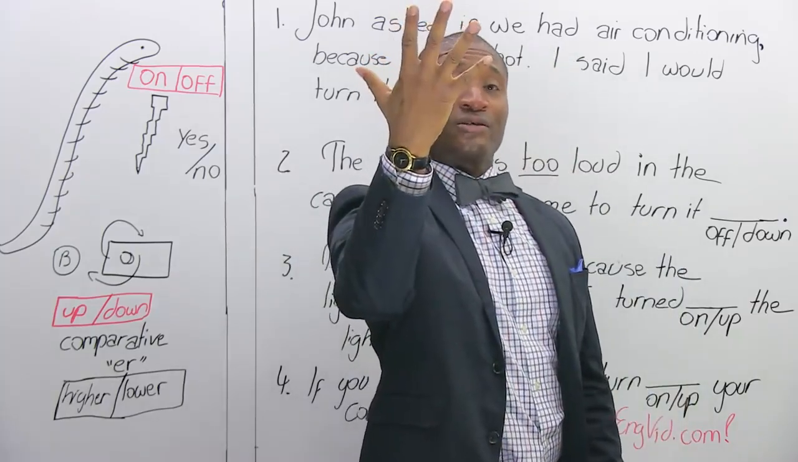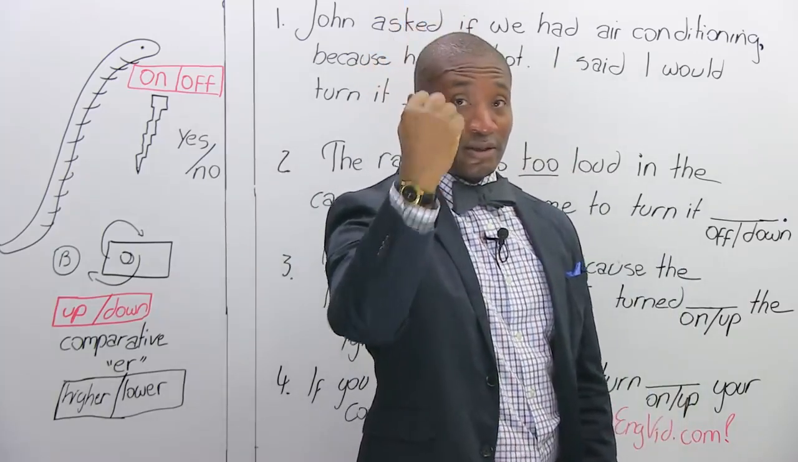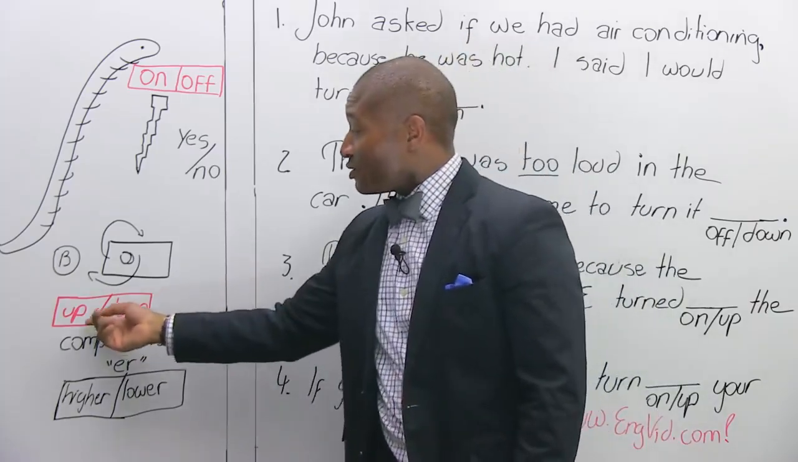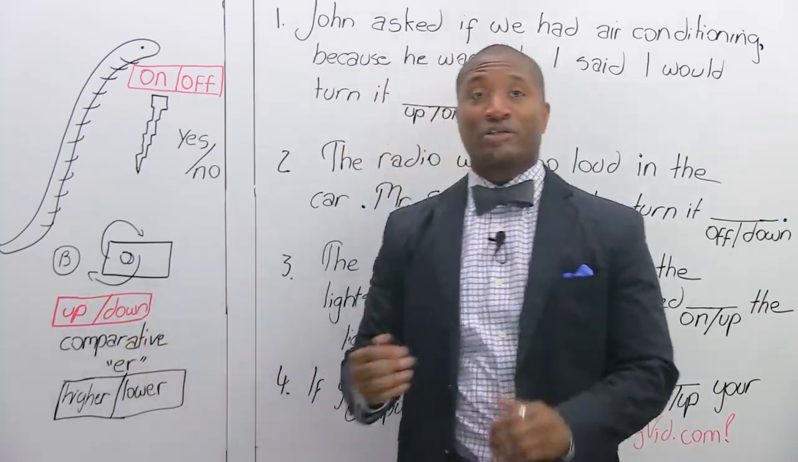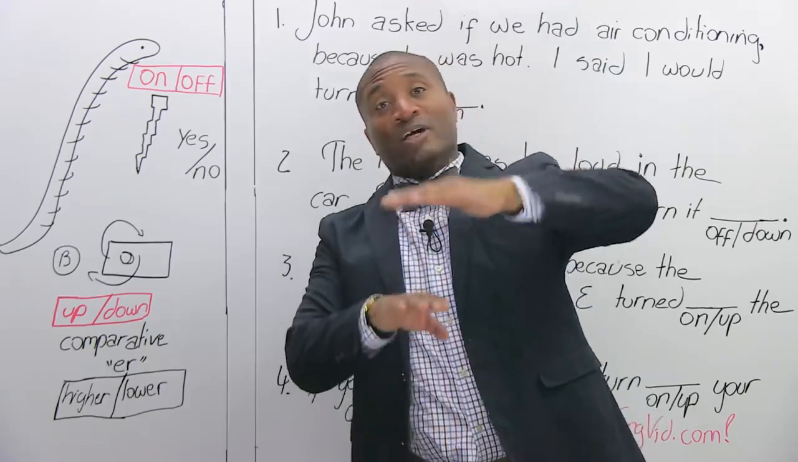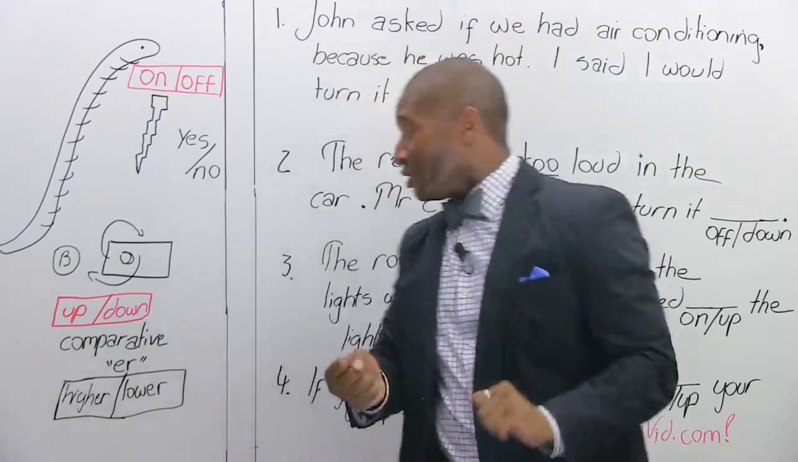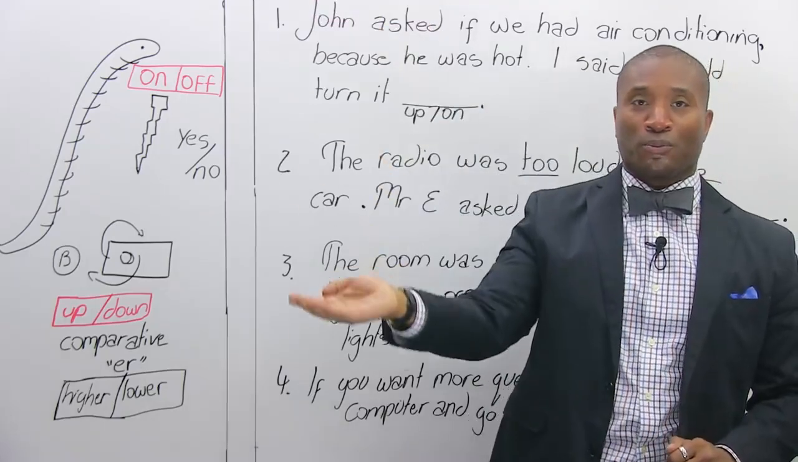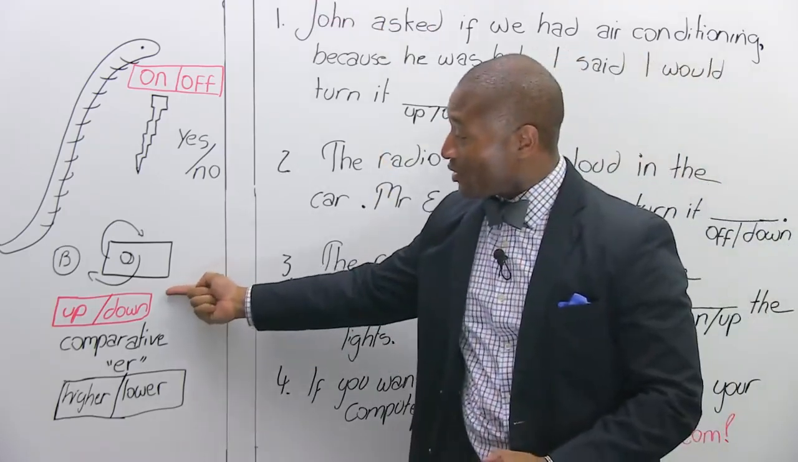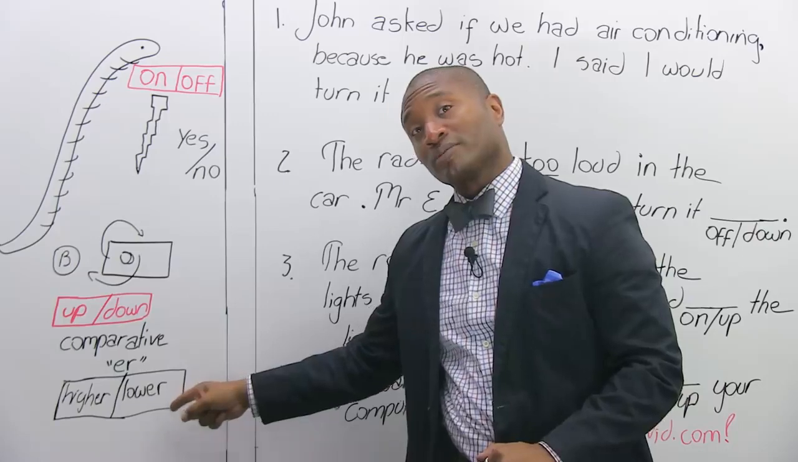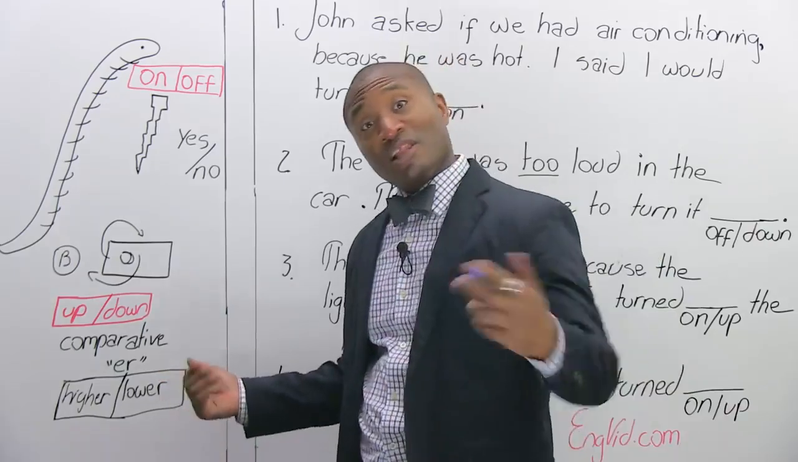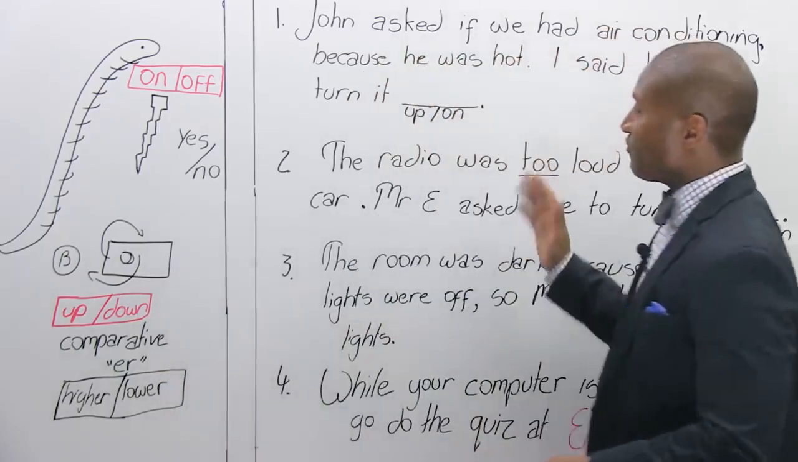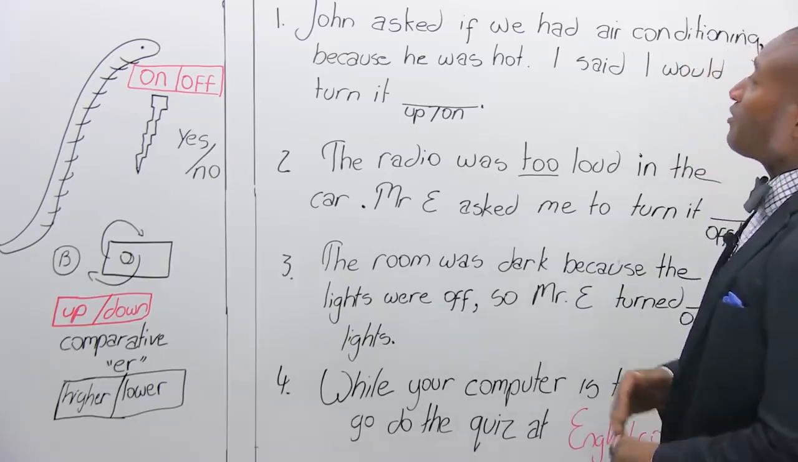So we turn on the power or turn off the power like the light. Turn on the light, turn off the light. Okay? When we go up or down, it's comparative. So something is changing in intensity or direction. So it's going higher volume or lower volume. Okay? So we're going comparatively, higher or lower. Cool. Okay, so let's do some sentences. We have 4 here.